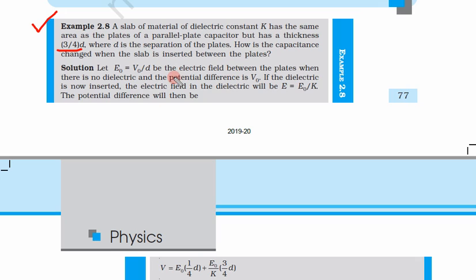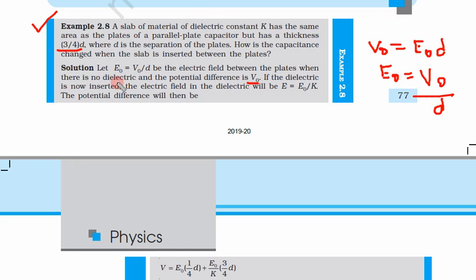This is this numerical. Now let's start. E naught is equal to V by D. We know that this V naught is equal to E naught into D. We are talking about vacuum. So E naught is equal to simply V naught by D in case of vacuum. Be the electric field between the plates when there is no dielectric. In case of no dielectric, we are representing it by the same E naught. So this is the electric field, and the potential difference is V naught.